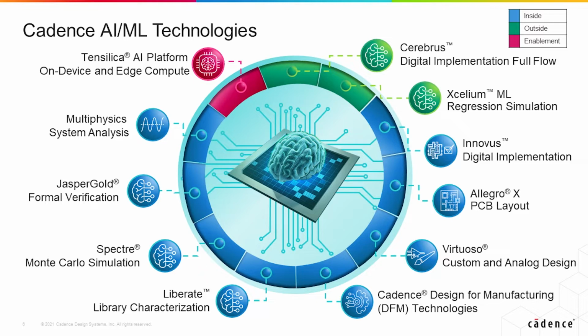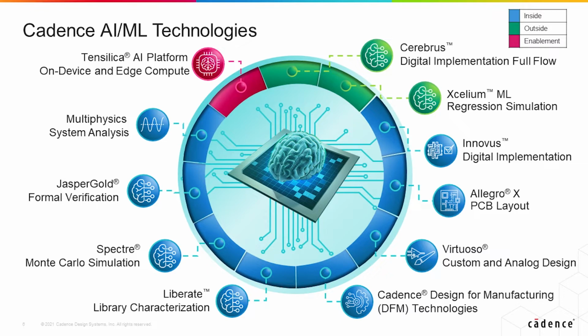Multiphysics system analysis. There are two activities of using AI in multiphysics systems analysis. The first one is building a surrogate model from sample points of simulations using an AI algorithm, and using the AI model to accelerate simulations to cover the entire design space. The second one is using an AI/ML optimization algorithm to optimize design parameters based on the simulation results.